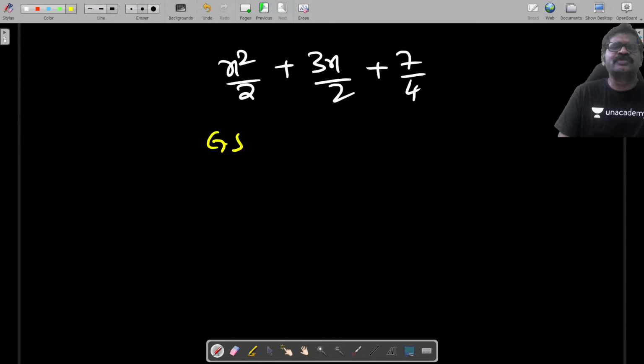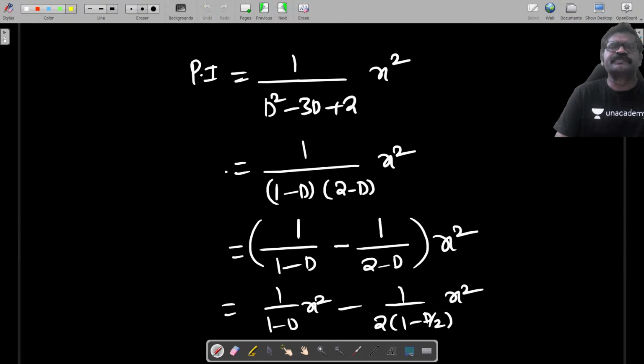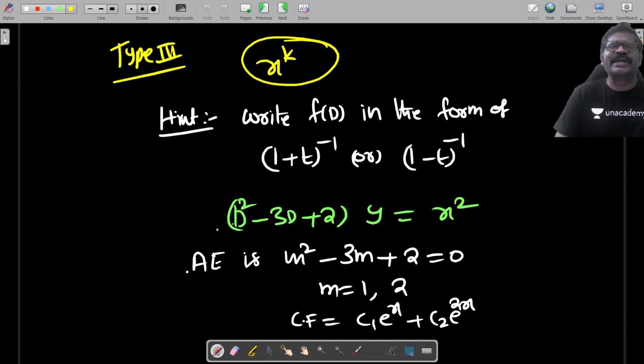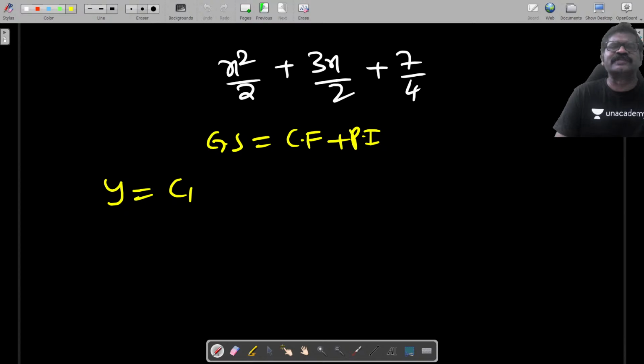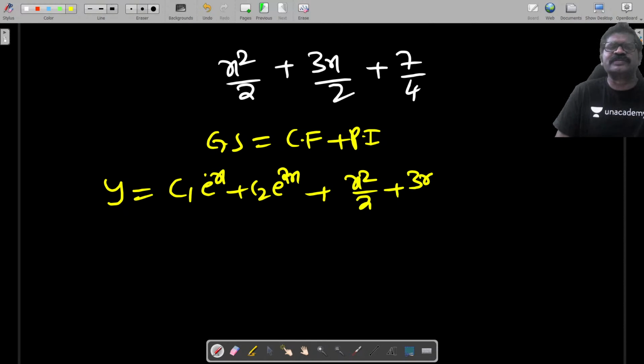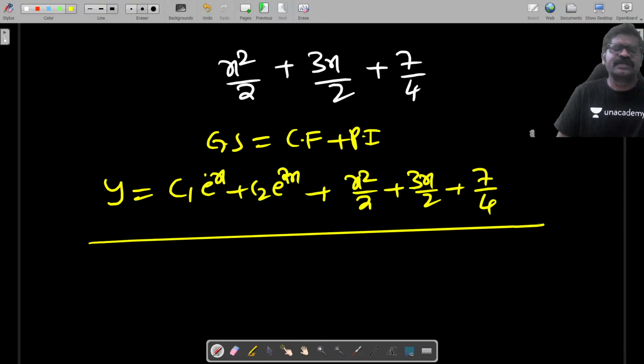The general solution is complementary function plus particular integral. y is equal to c1 e power x plus c2 e power 2x plus x square by 2 plus 3x by 2 plus 7 by 4. That is the solution of the differential equation.